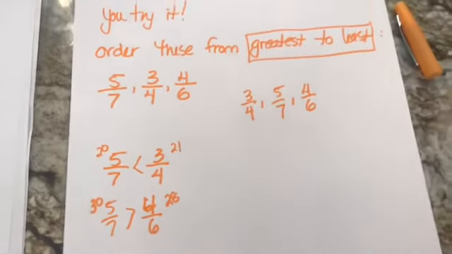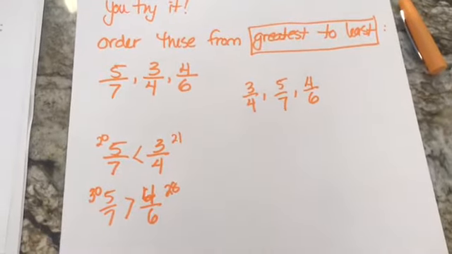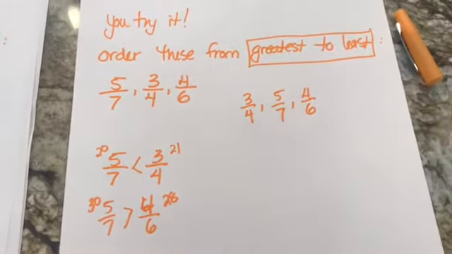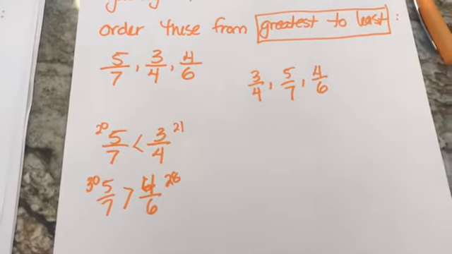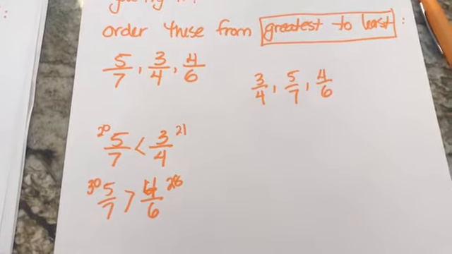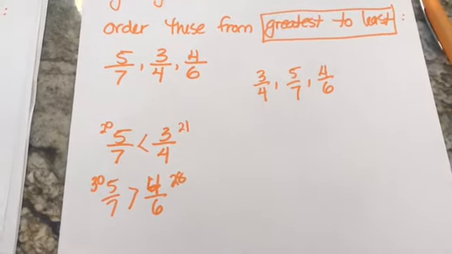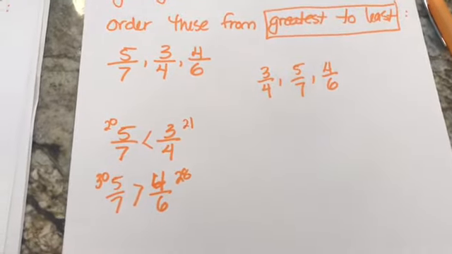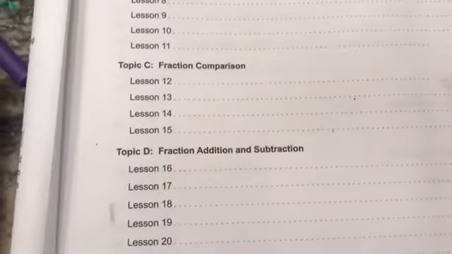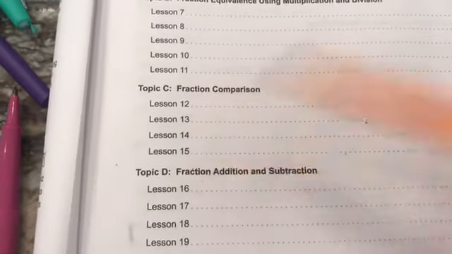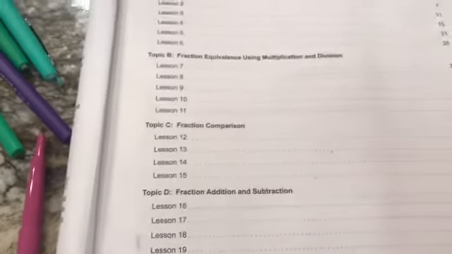Good deal. You can keep practicing these. If you have your Eureka book home with you, the Succeed book, you can look in lessons 12 through 15 in fraction comparison. That would be the unit that you would want to look in to practice these further, lessons 12 through 15.